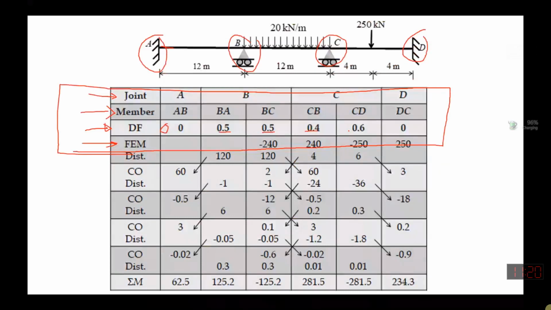Then you have calculated the fixed end moments. The fixed end moment at this point equals 0. The fixed end moment at this one equals 0. The fixed end moment here is minus 240, and over here is plus 240. The fixed end moment at this end is minus 250, and over here is plus 250. This is the red box I have plotted. This data you have calculated in your previous 3 steps. This is what I have written. Is there any confusion until now?